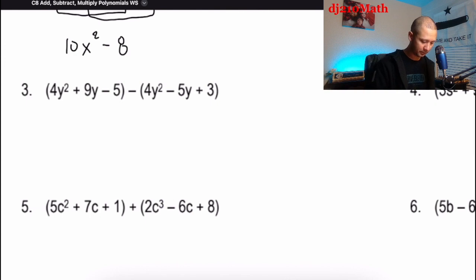Number 3, distribute. This is going to be negative. This is going to be plus. This is going to be negative. And then we add. So 4 minus 4, that's just 0. 9 plus 5, 14y. Negative 5 minus 3, negative 8. These are going to be pretty quick if you ask me.